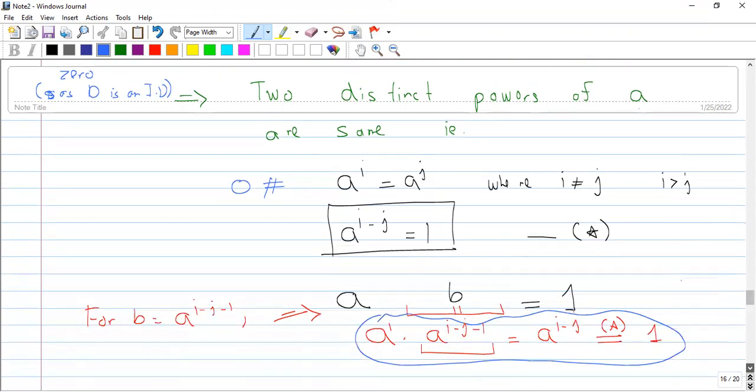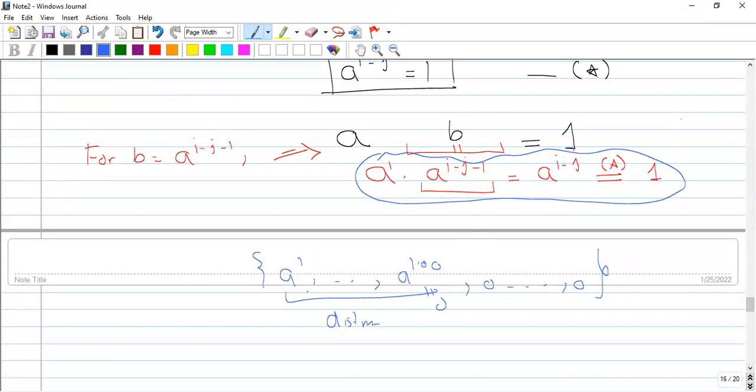And now from this fact star we constructed the inverse, which is B, and if you multiply A with B, the answer is equal to 1. Okay, so any problem in the proof? So the proof में हमने दोनों assumption को use किया.